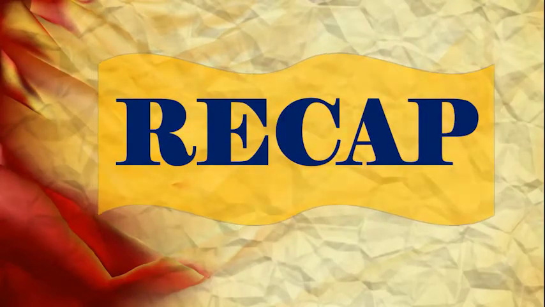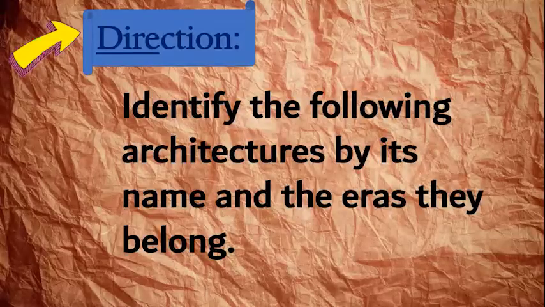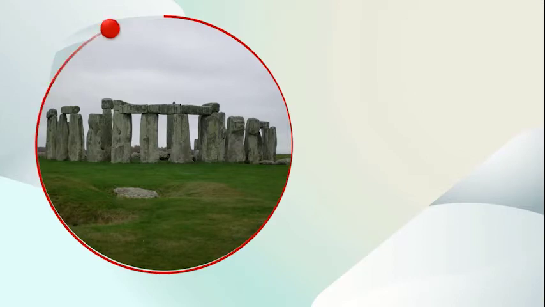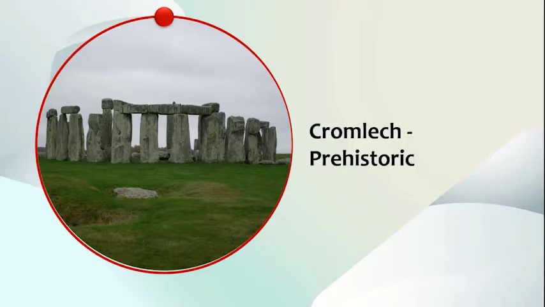Now let's have a review. In this activity, you have to identify the following architectures by its name and the eras they belong. Are you ready? Let's start. If you answered cromlech from prehistoric, that's correct. Very good. Next.